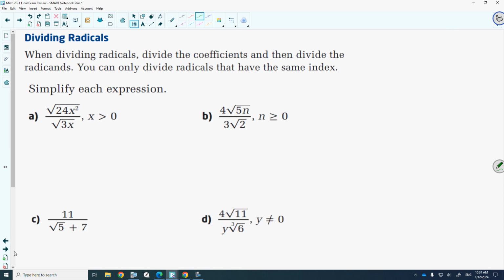Okay, dividing radicals. So what we want in math is we want to rationalize the denominator. And that means we want to get rid of the radical in the denominator. So let's do B and let's do C together.